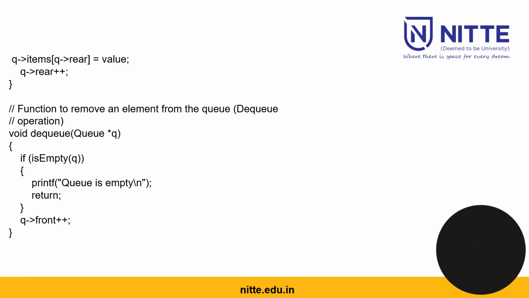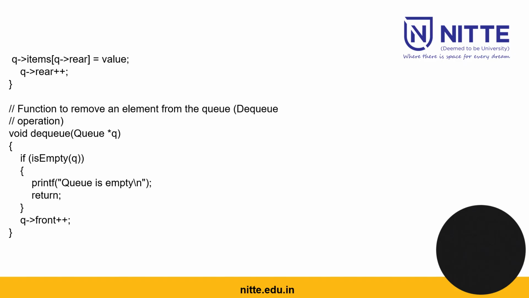Now we will see the function to remove an element from the queue, and that function is called what? The dequeue function. So void dequeue Q star Q. Now before removing any element from a queue, first we have to check whether the queue is empty. So that is why I will write this function: if isEmpty of Q, it will print Q is empty and it will return. Otherwise it will increment what? Front plus plus. So what does it mean when front is incremented? One element has been removed from the queue.